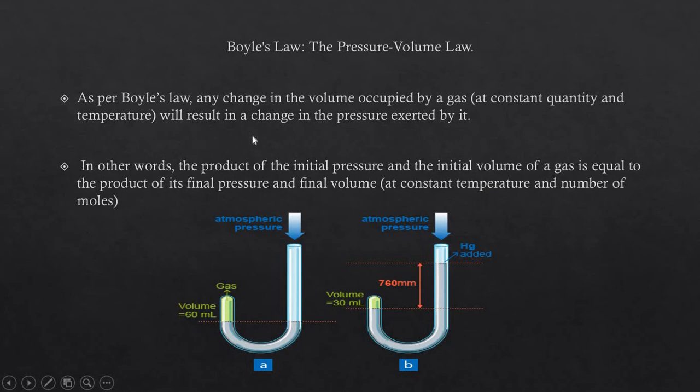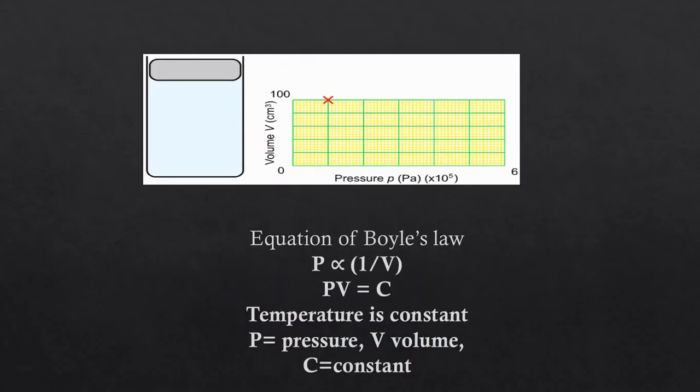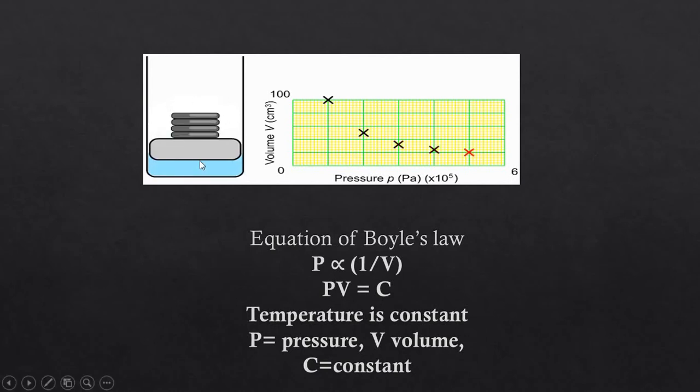As per Boyle's law, a change in the volume occupied by a gas at constant quantity and temperature will result in a change in the pressure exerted by it. Here you can see that this is a closed system. Whenever pressure is applied to a closed system in the form of weight, its volume continuously decreases. In the graph, the horizontal axis is pressure and the vertical axis is volume. You can see that the volume of the system continuously declines as we increase the pressure in the form of weight.